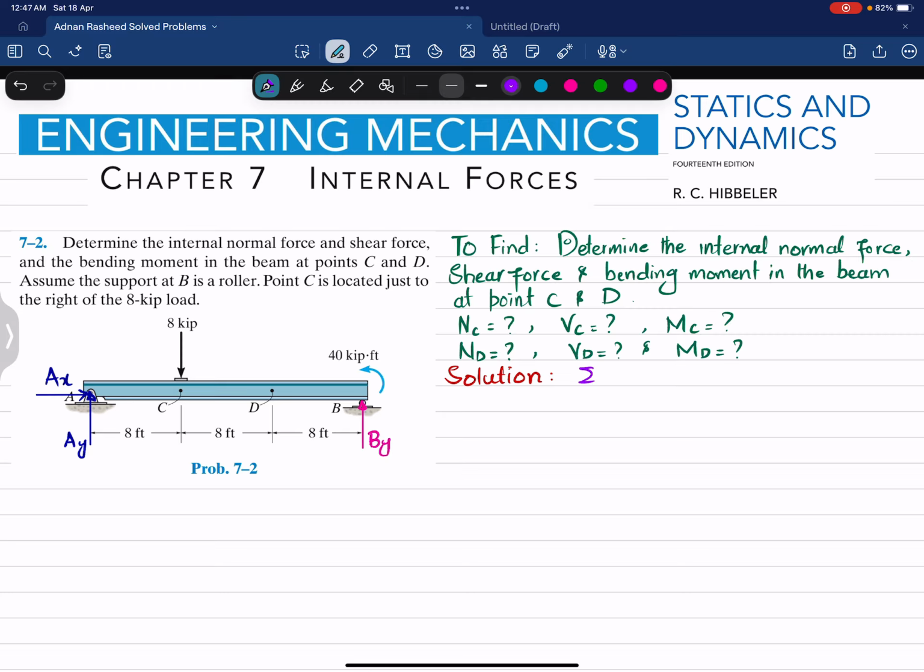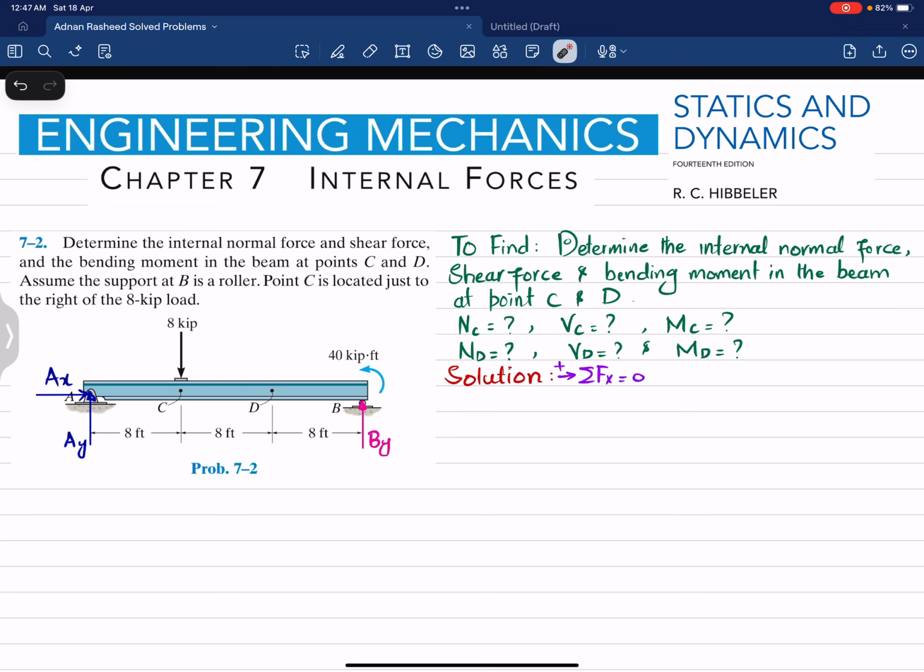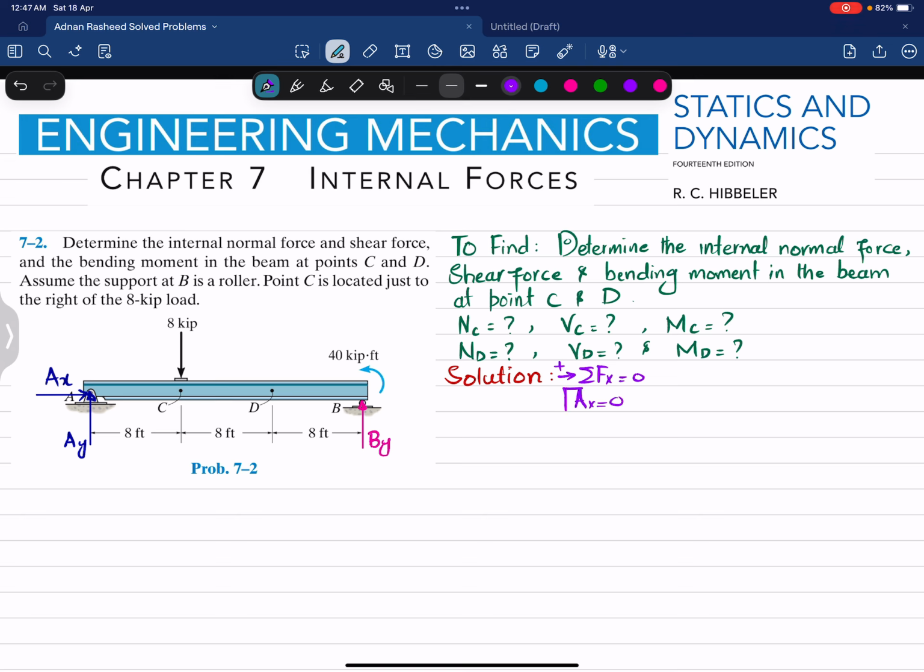So the first equation of equilibrium is that the sum of all forces along the x direction must be equal to 0, and force toward the right side is taken as positive. You can see only one horizontal force AX is acting. There is no other force. So it means that AX is equal to 0.